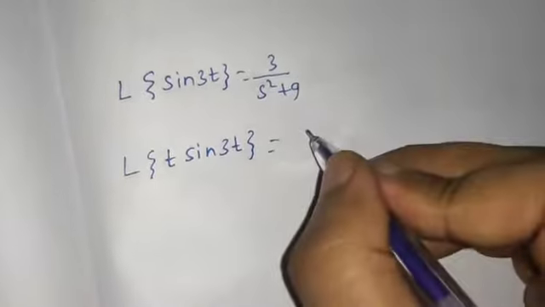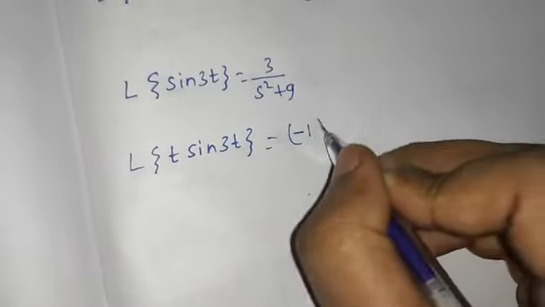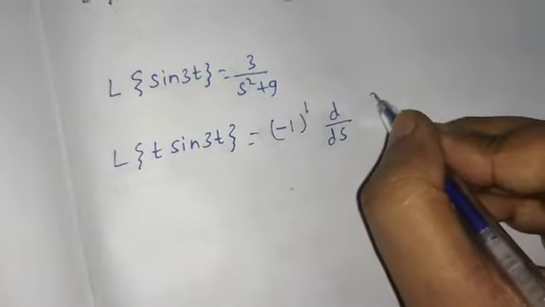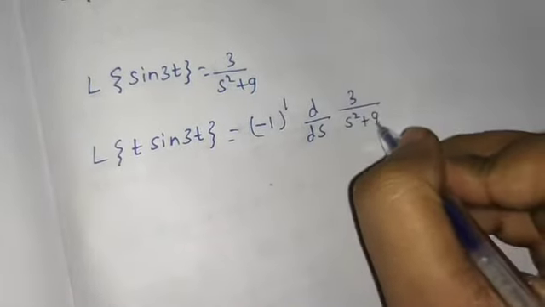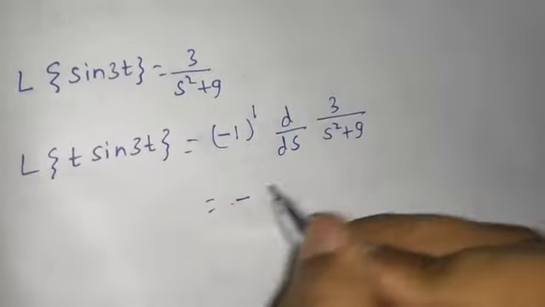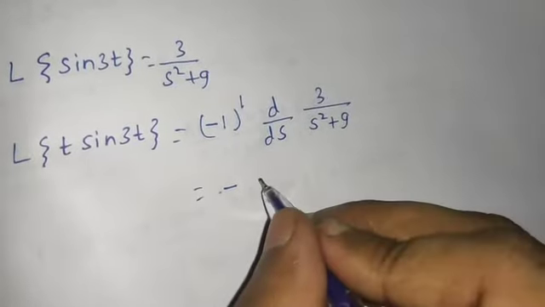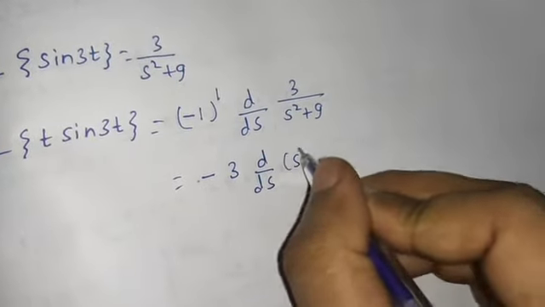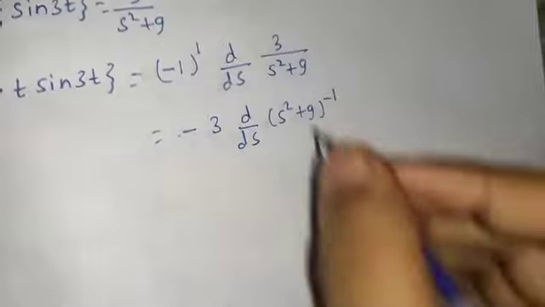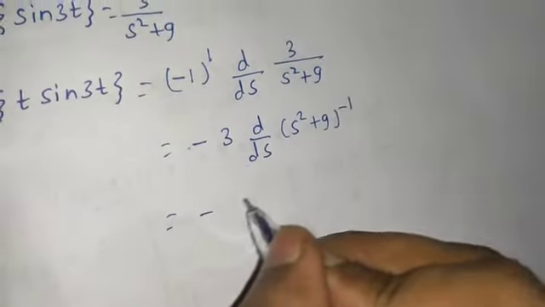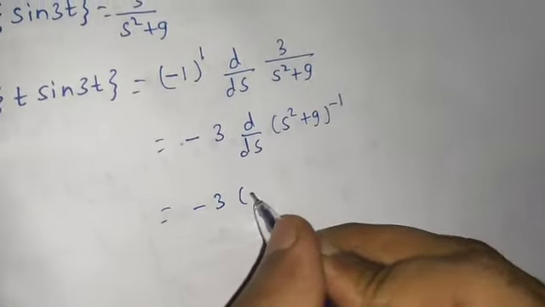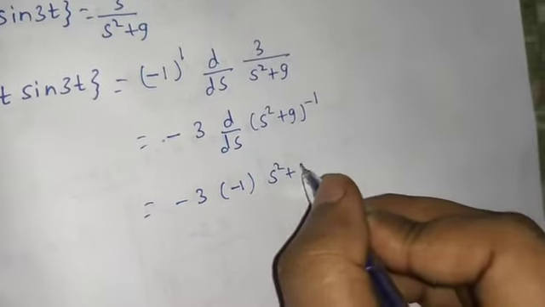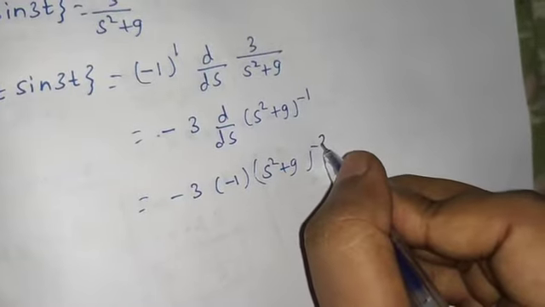So this will be simply minus 1 power 1 d by ds of this, which is 3 divided by s square plus 9. This will be minus 3 d by ds of (s square plus 9) power minus 1. Now you know how to differentiate. The minus sign will come out. Power will further be decreased by 1, so minus 2.